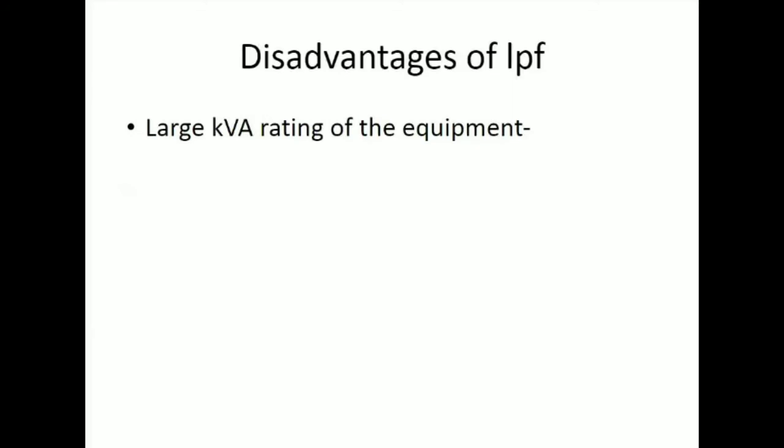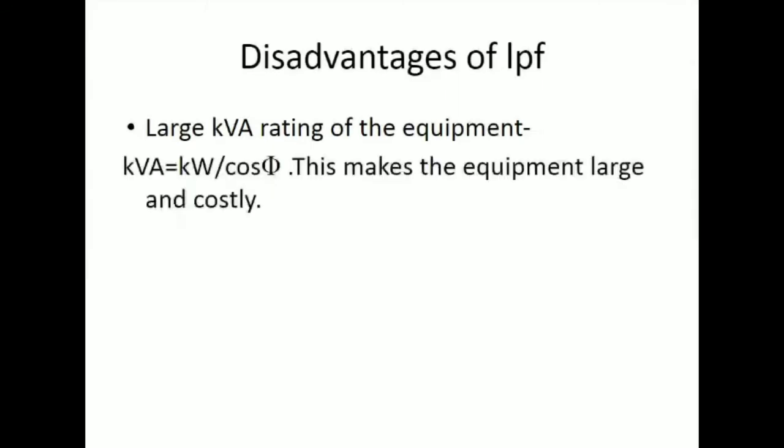Disadvantages of low power factor. As the power factor becomes low, the current will increase, so the kVA rating of the equipment will be increased. For all electrical machines, the voltage rating will be fixed. So as the power factor gets reduced, the current will be greater, and if the current becomes greater, the kVA rating will become greater. As the kVA rating increases, the size of the equipment will be more and it will become costly. As the current increases, the cross-section of the conductor being used inside the machine will increase. Due to this, the total weight, size and cost of the equipment will increase.